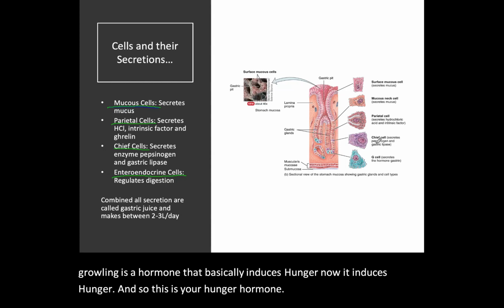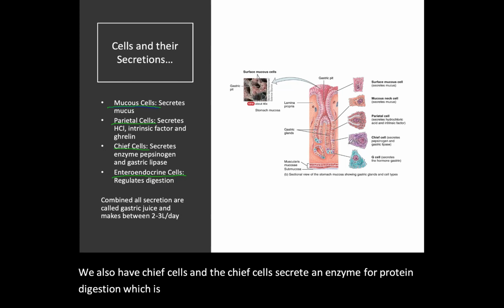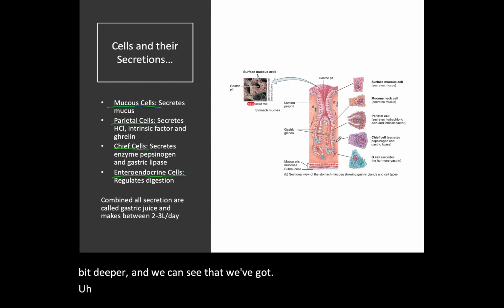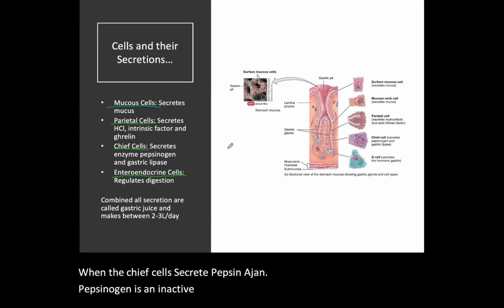We also have chief cells, right? And the chief cells secrete an enzyme for protein digestion, which is pepsinogen. And so you come down here a little bit deeper, and we can see that we've got the chief cells that are located again much deeper here. When the chief cells secrete pepsinogen, pepsinogen is an inactive form of the enzyme.